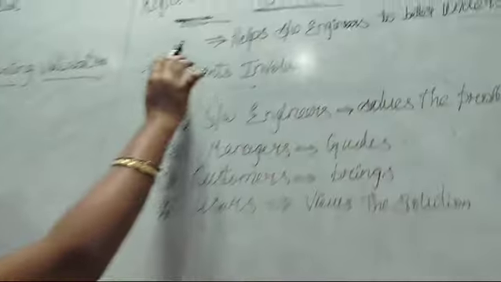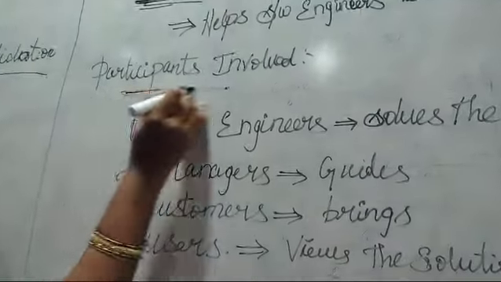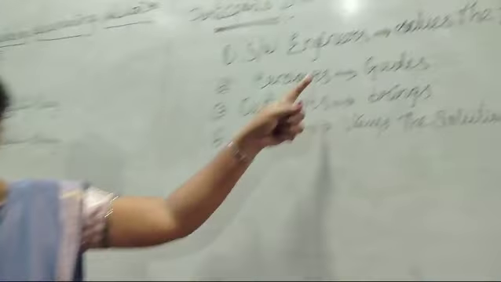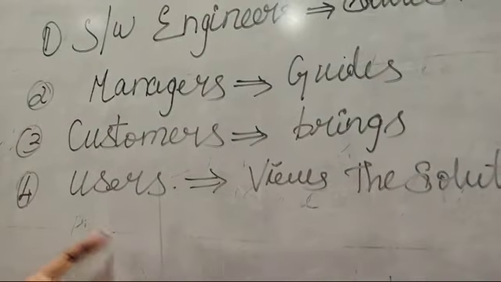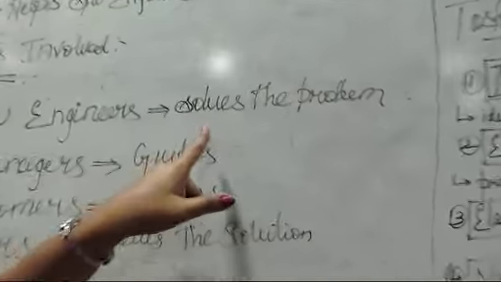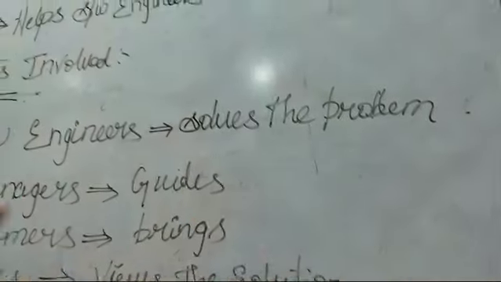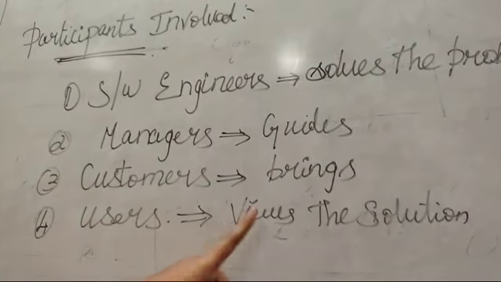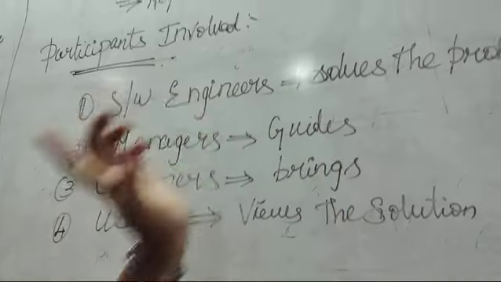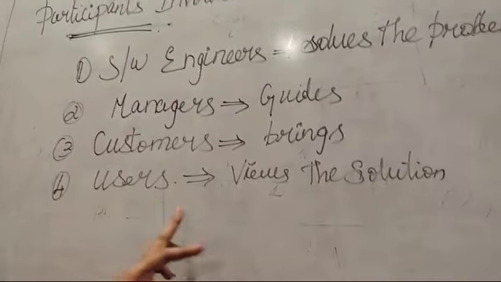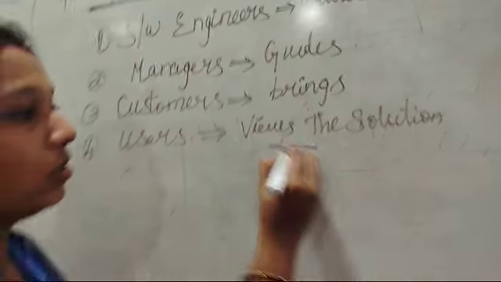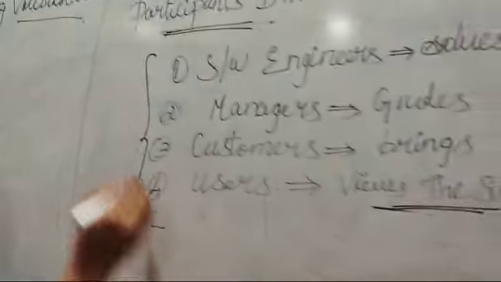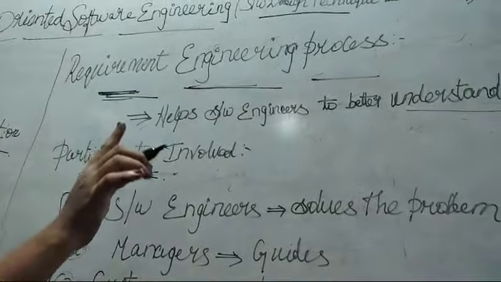In the requirement engineering process, there are 4 participants involved: the software engineers, managers, customers and the users. The software engineer is the one who solves the problem. The manager is the one who guides the problem. The customer is the one who brings the problem to be managed and solved. The users will use the solution. These are the 4 participants involved in the requirement engineering process.